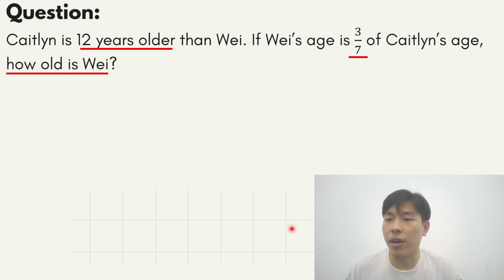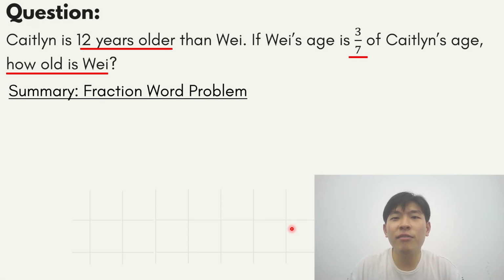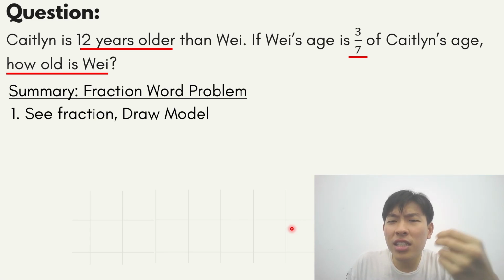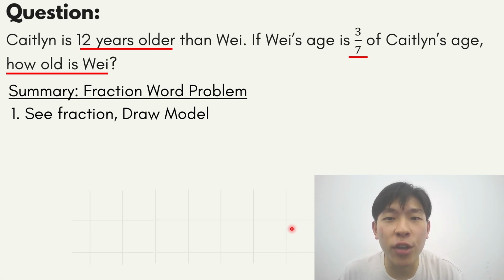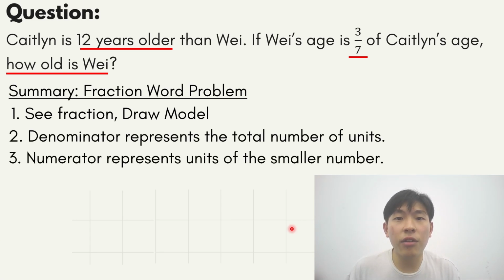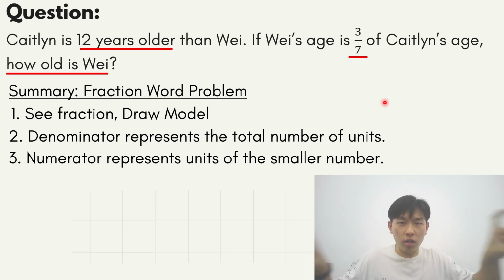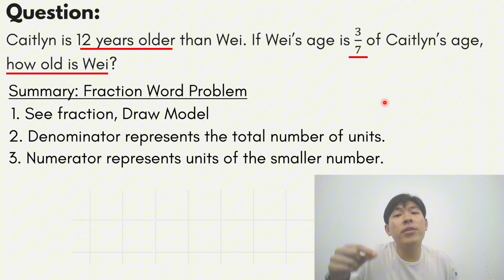So let's do a very quick summary here. Now, for a fraction word problem, when we see a fraction, what can we draw? Yes, we can draw a model. Very good. Then, the denominator. What does the denominator represent? It represents the total number of units. Very good. And next, what about the numerator here? The numerator represents the units of the smaller number. 3 here. 7 is the denominator. So it represents the total number of units. Then 3 represents the units of the smaller one. Wade is the smaller one here. So 3 represents the units of Wade.